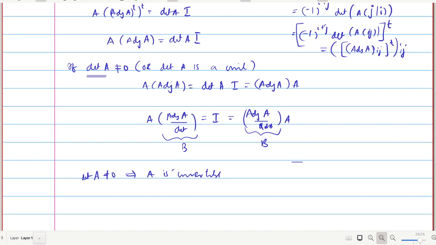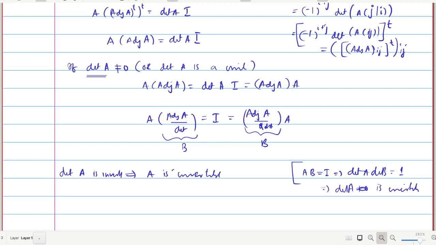If A is invertible, we can get B such that AB is equal to I. From this you can write det A into det B equal to 1, because the determinant of I is equal to 1. This implies det A is not equal to 0, and we write that it is invertible. Instead of writing that it is non-zero, we write it as invertible: det A is invertible.